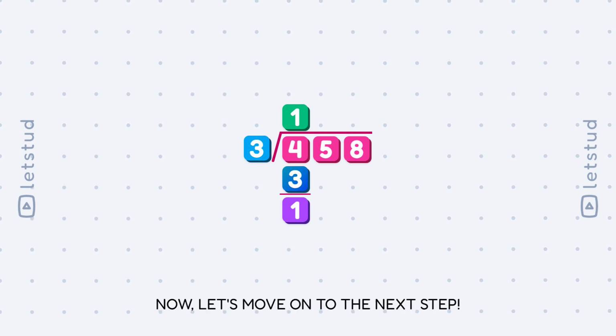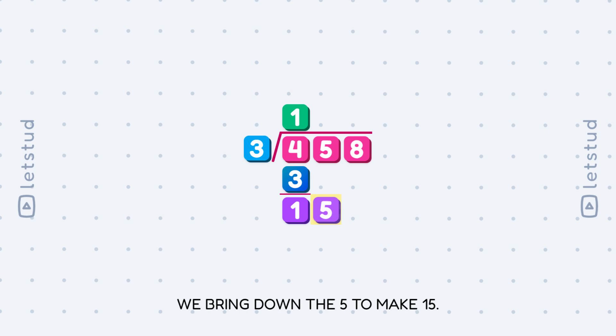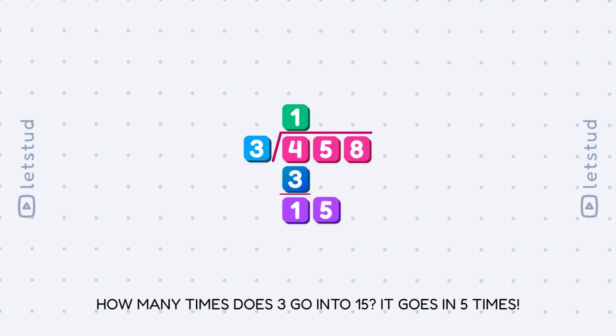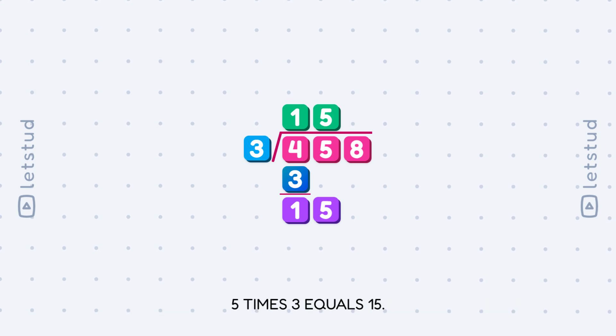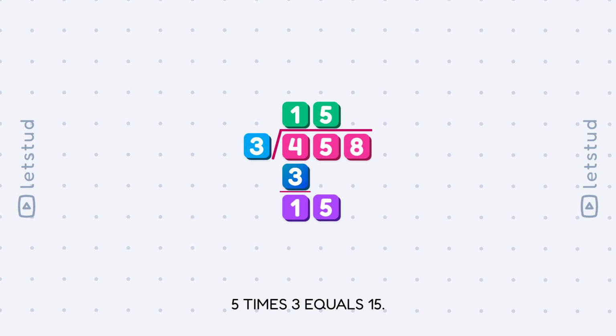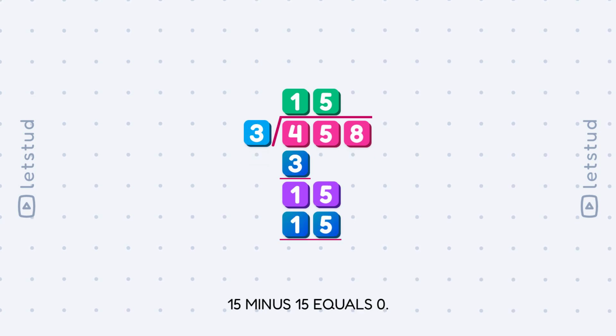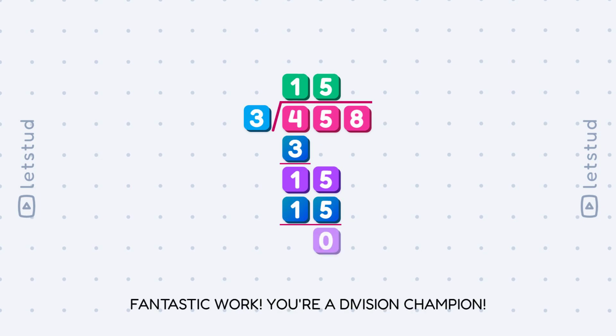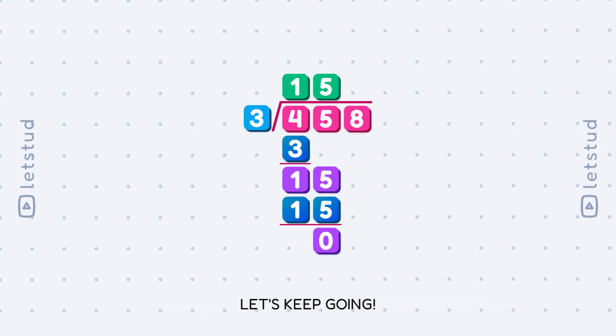Now, let's move on to the next step. Ready for the next part? We bring down the 5 to make 15. How many times does 3 go into 15? It goes in 5 times. 5 times 3 equals 15. 15 minus 15 equals 0. Fantastic work, you're a division champion. Let's keep going. Almost there.